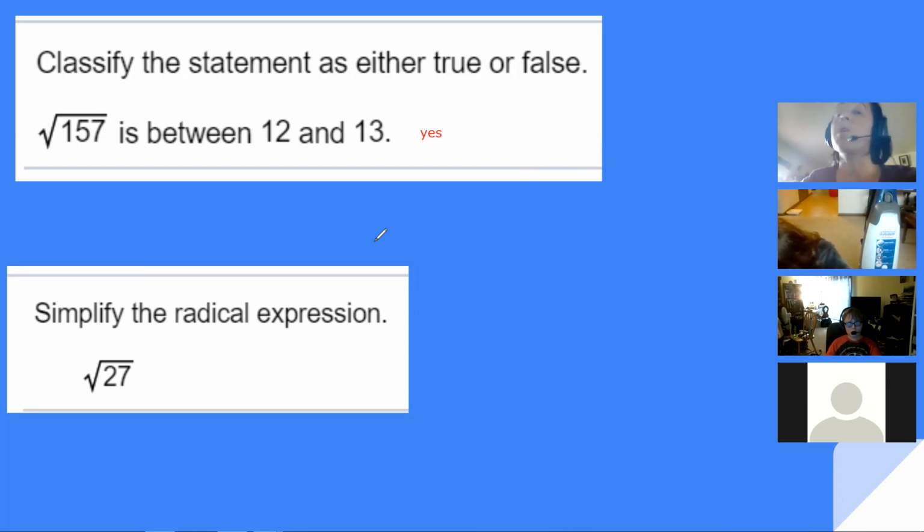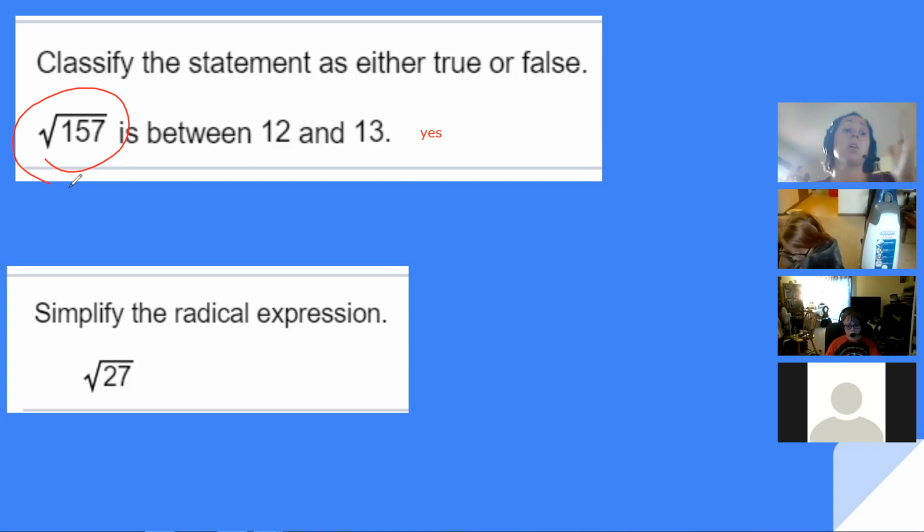You could take the square root of 157. That would give you the right answer. The square root of 157 is 12.52. So it is true. But for your homework, I know for a fact that you're going to be asked, what two numbers is the square root of 157 between?